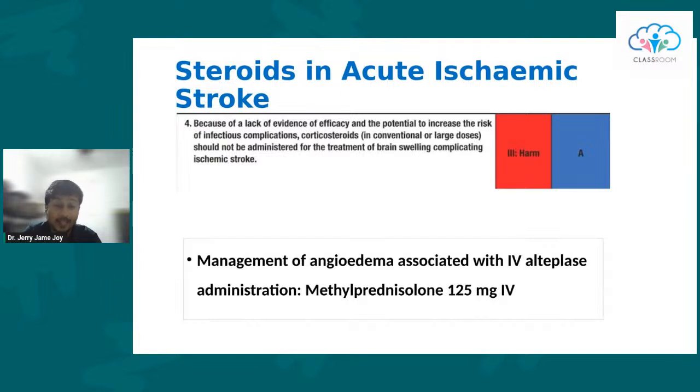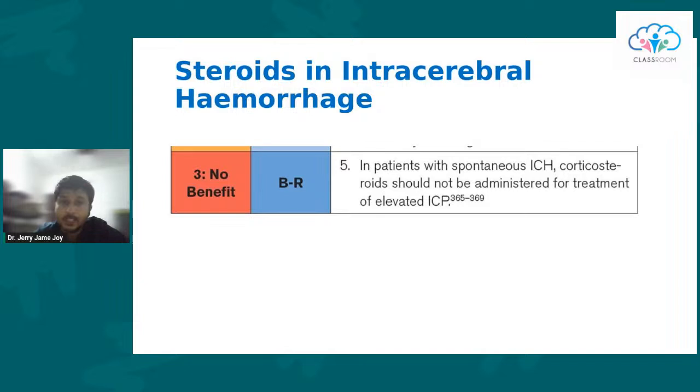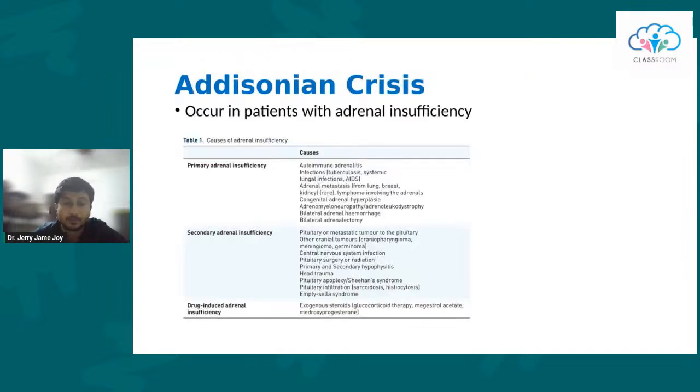However, in the management of angioedema associated with IV alteplase administration, methylprednisolone 125 milligram IV is recommended. In intracerebral hemorrhage, corticosteroid should not be administered for treatment of elevated ICP. Now, another condition is Addisonian crisis. This occurs in patients with adrenal insufficiency.